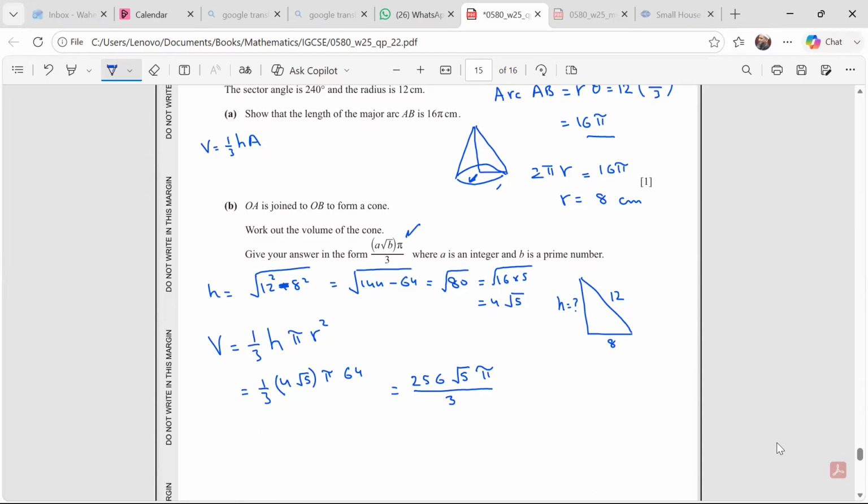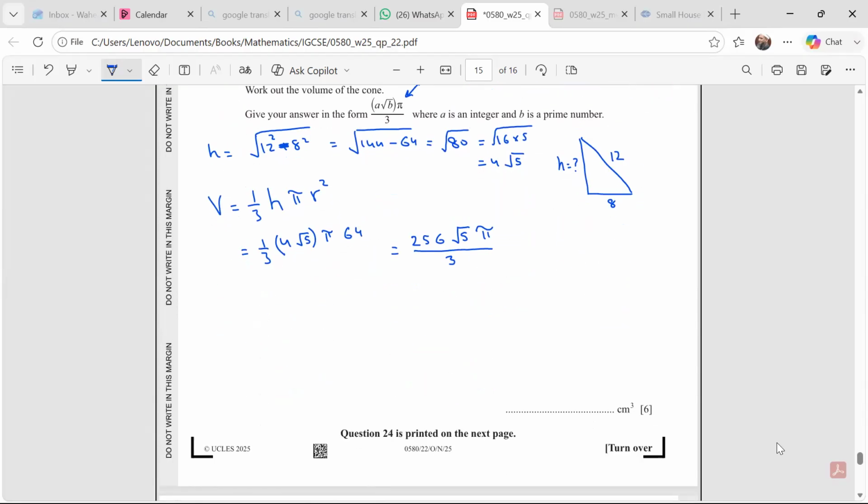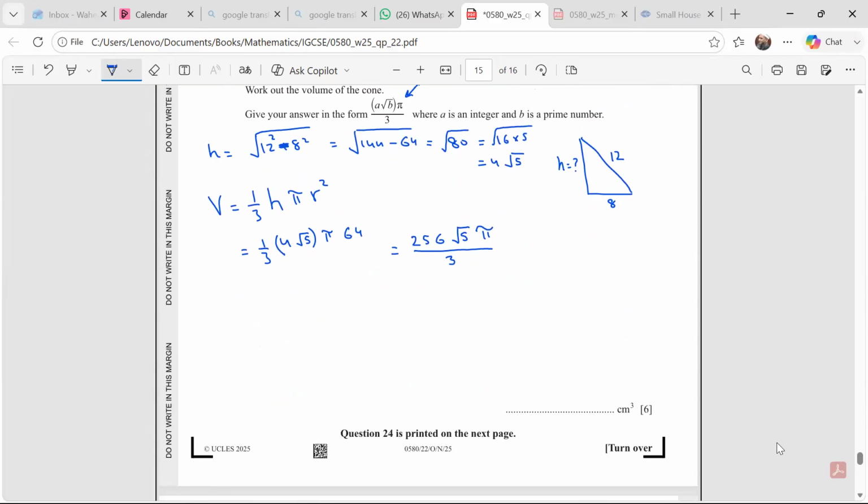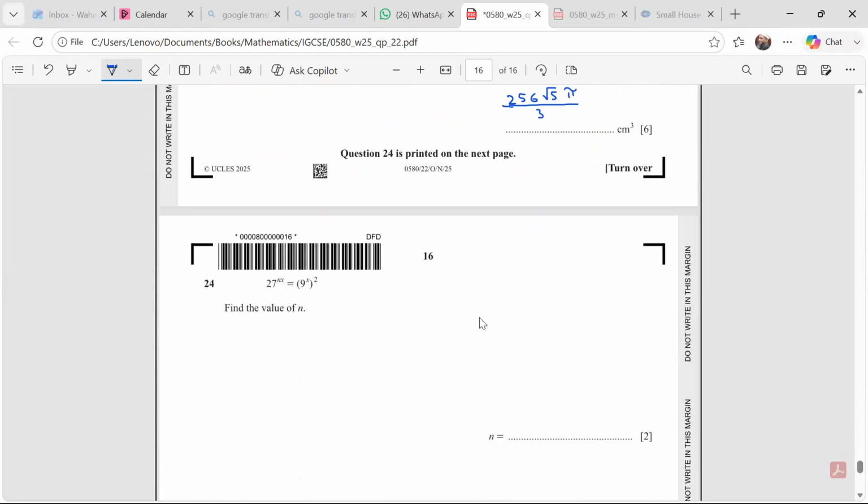We have written it in this form where A is 256, where A is an integer and B is a prime number. Okay, we have got the right thing. So yes, the answer is 256 under the root 5 pi divided by 3 cubic centimeter is the volume of this cone. Now I think this is the last question.